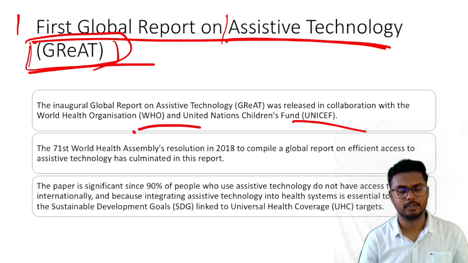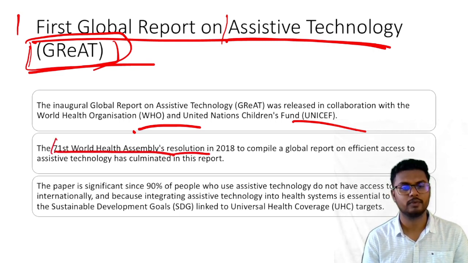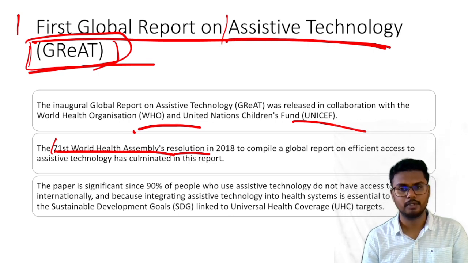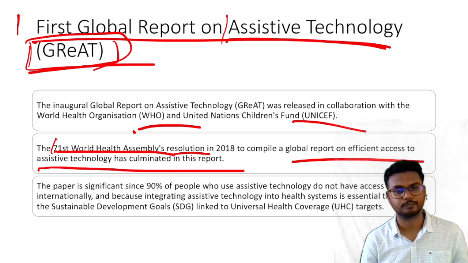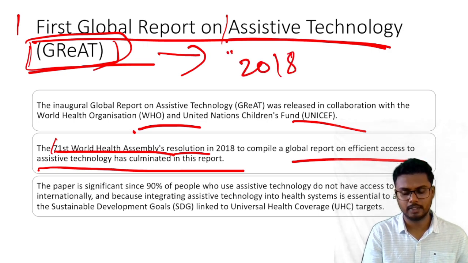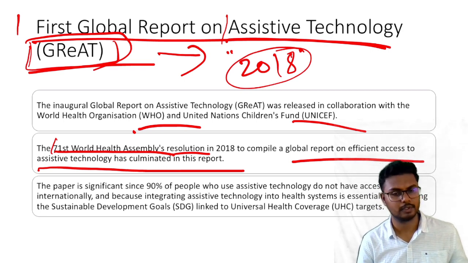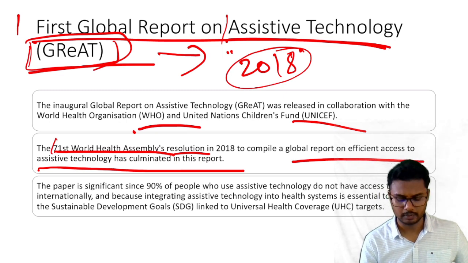The 71st World Health Assembly resolution in 2018 decided to compile a global report on efficient access to assistive technology. So the seeds of this report were sown way back in 2018 during the 71st World Health Assembly's resolution. Right? Just know the basic finding.